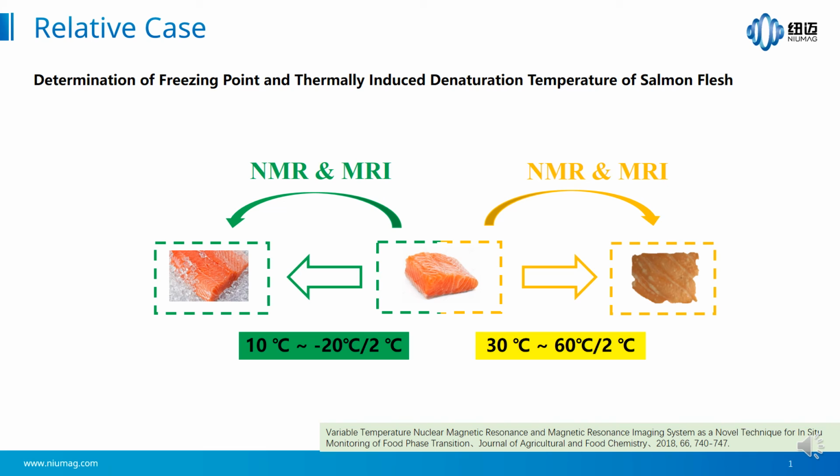For the determination of freezing point, we changed the sample temperature from 10 degrees to minus 20 degrees, and the testing was done every 2 degrees. For the determination of the thermally induced denaturation temperature, we changed the sample temperature from 30 degrees to 60 degrees, and the testing was done every 2 degrees. So you can see that because our test temperature range is very large, we can conduct online research on samples of about 200 grams.